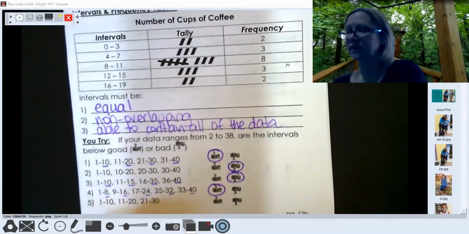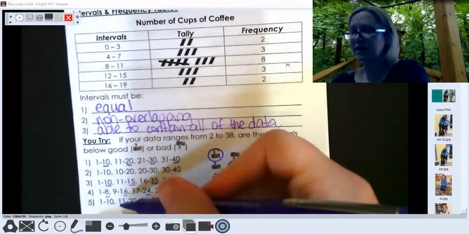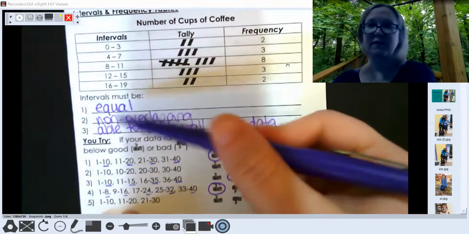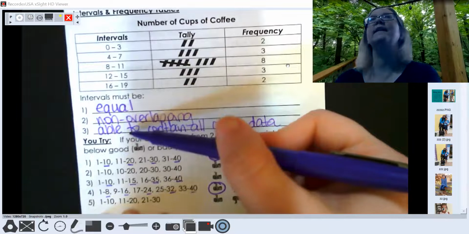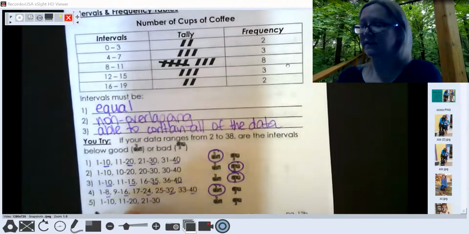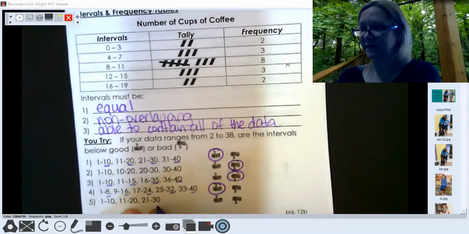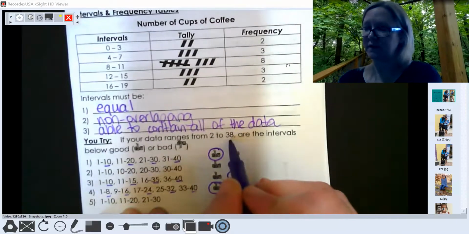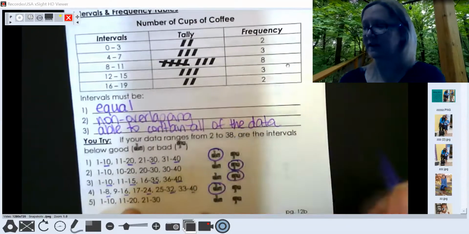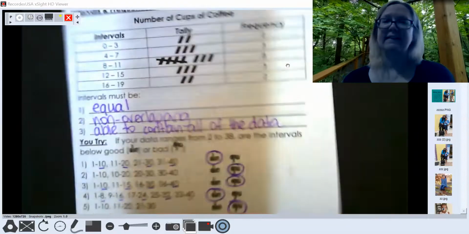Number 5 will not work, and that's because of the third requirement here. It does not contain all of the data. If you notice, it stops at 30, but our data goes up to 38, so I can't stop it and not include all the data. That last set will not work.